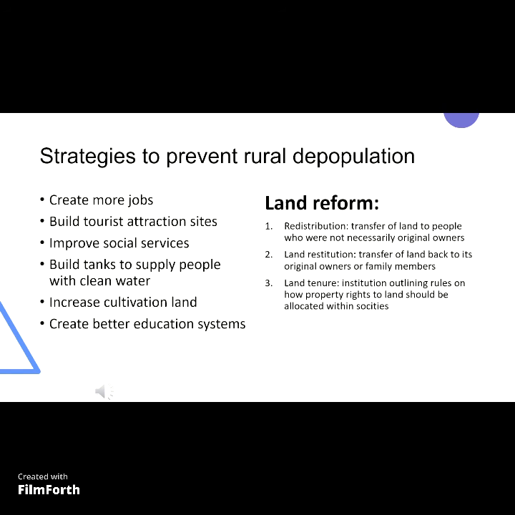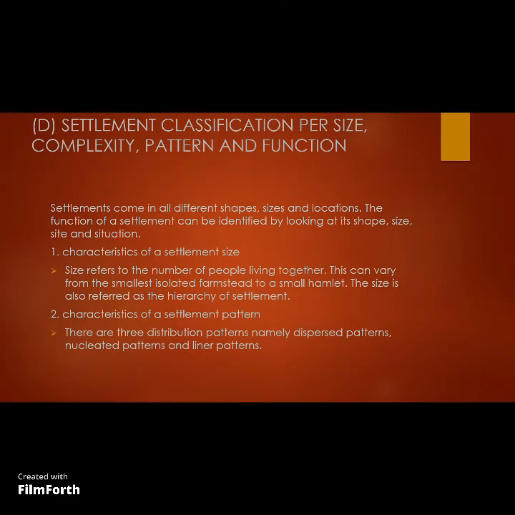Land reform can be either redistribution, land restitution, or land tenure. Land redistribution is the transfer of land to people who are not necessarily original owners. So the people who have been disadvantaged before are getting their land back. Land restitution: transfer of land back to original owners or their family members. Land tenure: an institution that outlines rules on how property rights to land should be allocated within societies.